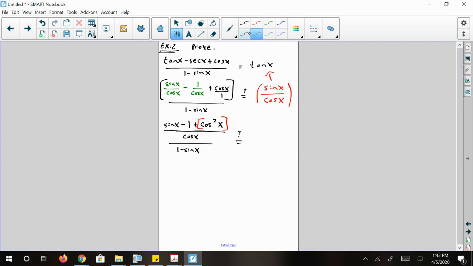So what I'm going to do here is use the Pythagorean identity to change this cosine squared of x. I'm going to keep everything else the same here. Okay, everything else is going to stay the same. But I'm going to change this cosine squared of x into a 1 minus sine squared of x. Okay. I'm going to put parentheses around it so I make sure I know I'm taking that whole term and replacing it with 1 minus sine squared of x.